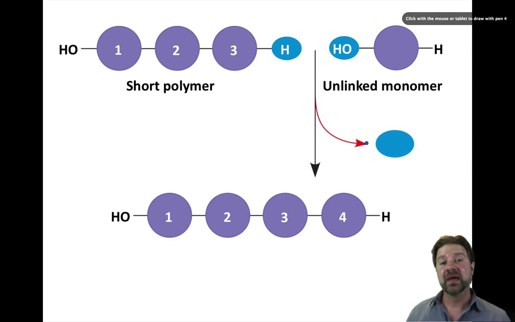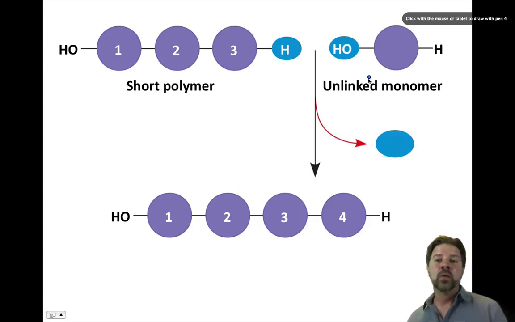Let's take a look at a picture as to how a molecule gets built. So right here we have a short polymer made of monomers 1, 2, and 3. It's a 3-piece polymer. The third piece happens to have a hydrogen atom hanging off the end of it. Now, we have an unlinked monomer, one all by itself over here, and it has a hydroxyl group, an OH, hanging off the side of it.